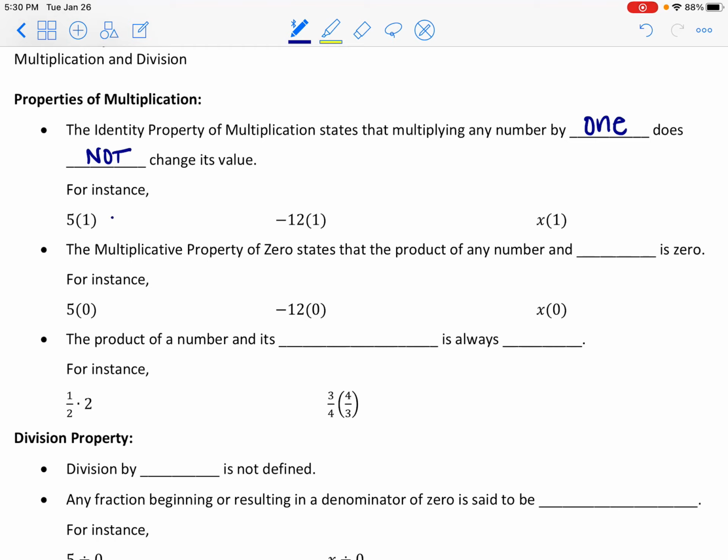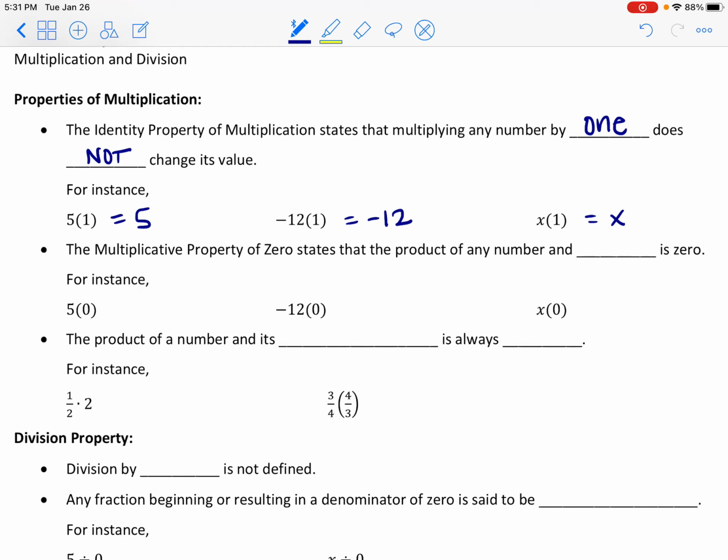So for instance, 5 times 1 is going to keep us with a 5. Negative 12 times 1 is going to keep us with a negative 12. Or even in algebra, multiplying something like x or any term by 1 maintains its value, so x times 1 would still be x. Okay?